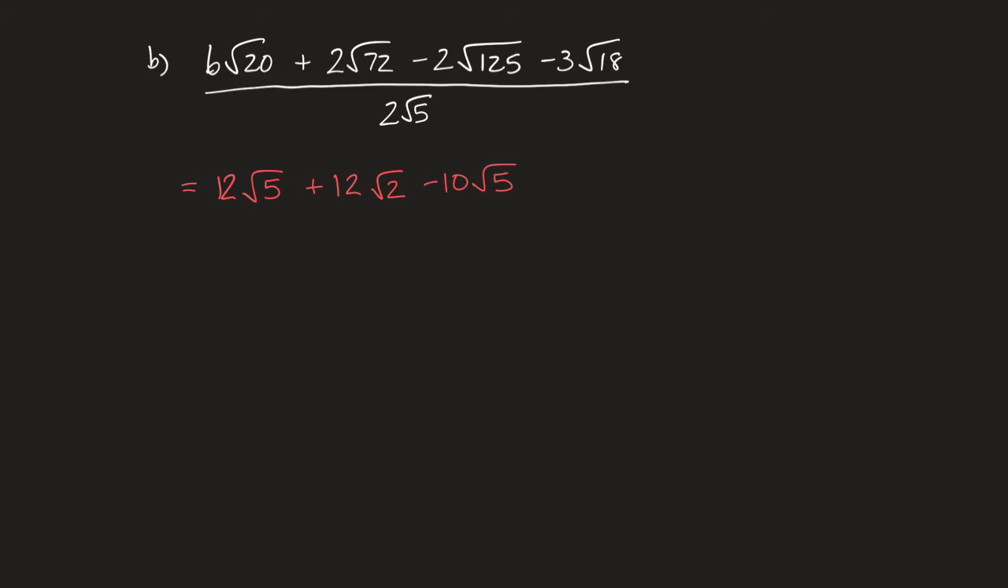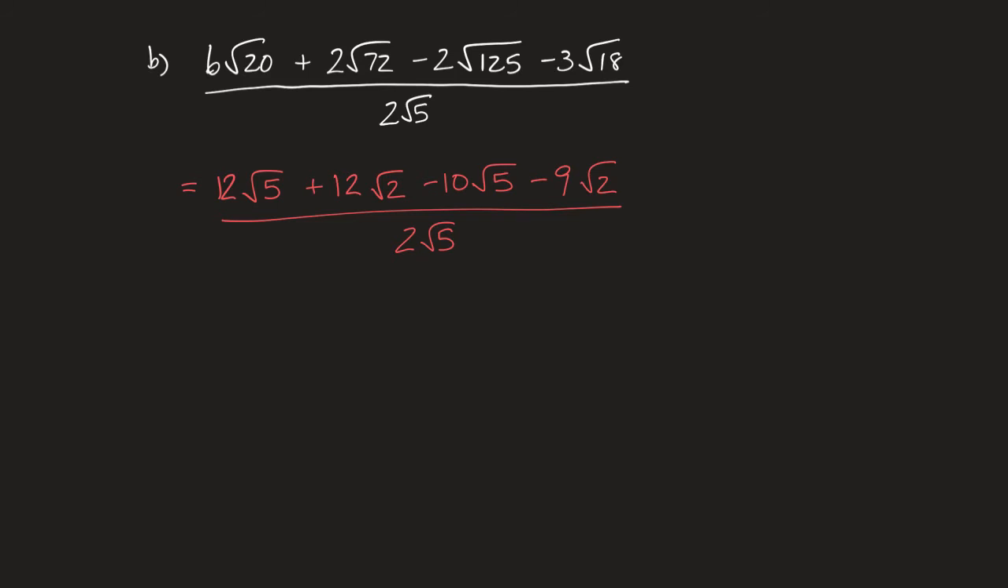And 18 is 9 times 2. So take the square root of the 9, which is a 3. I'm left with a 2 underneath. So I was able to get by without even writing down my factor trees. Know that that's an option.